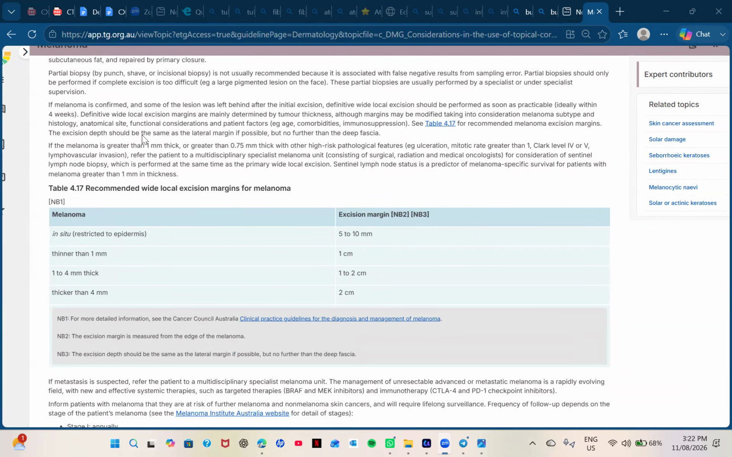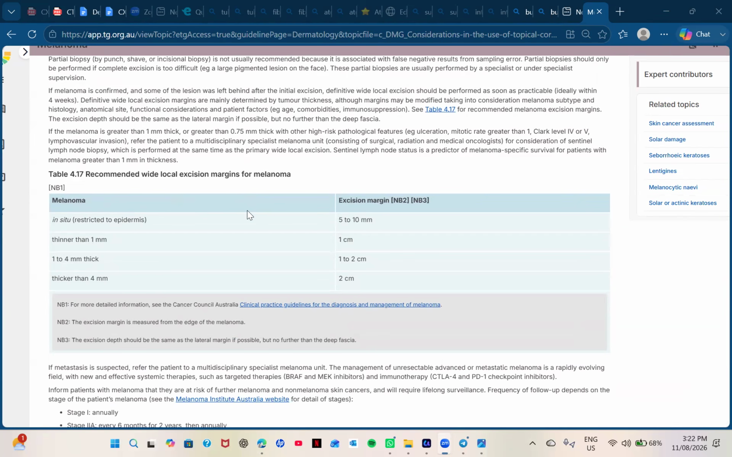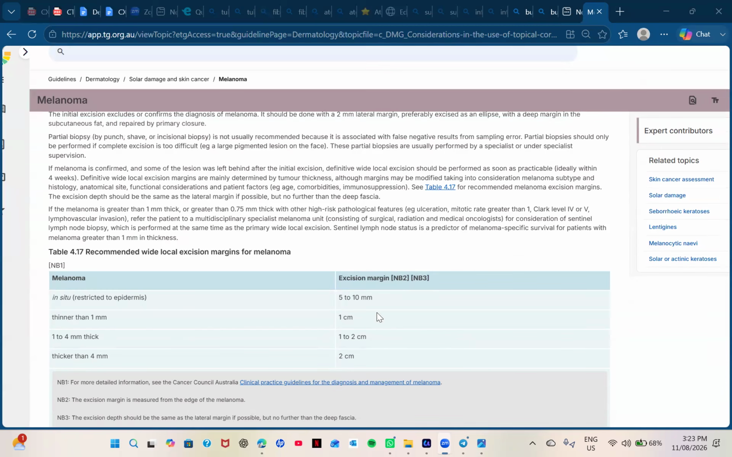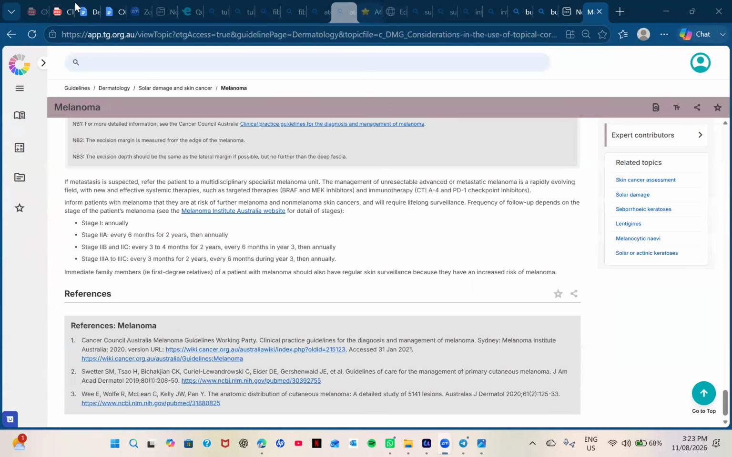Within 4 weeks. The definitive treatment depends on the thickness of the melanoma. If it is in situ, wide local excision with 5 to 10 mm margins. Thinner than 1 mm, 1 centimeter margin. 1 to 4 mm thickness, 1 to 2 centimeter margin. And if it's thicker than 4 mm, excision should be done with a 2 centimeter margin, right? I hope you get the idea. Yeah, it's very important.